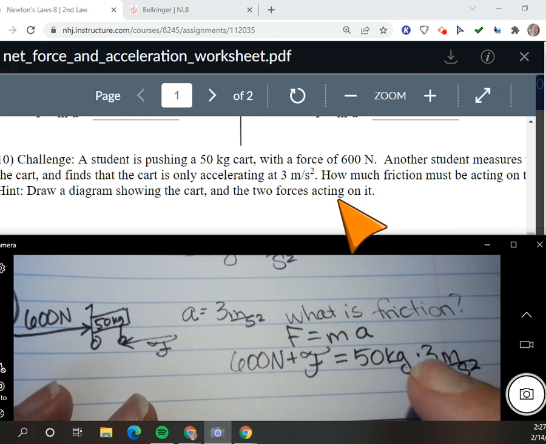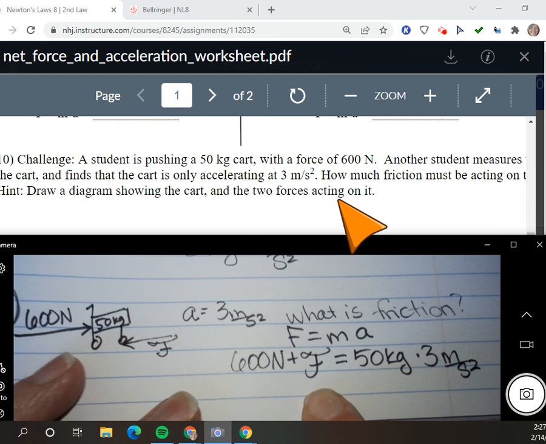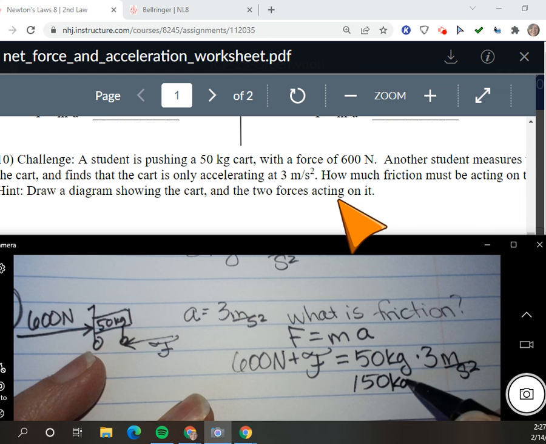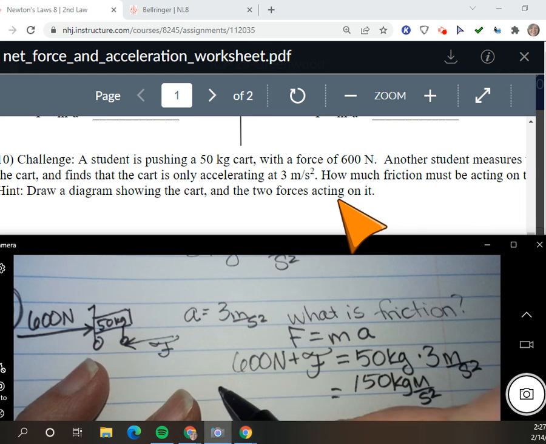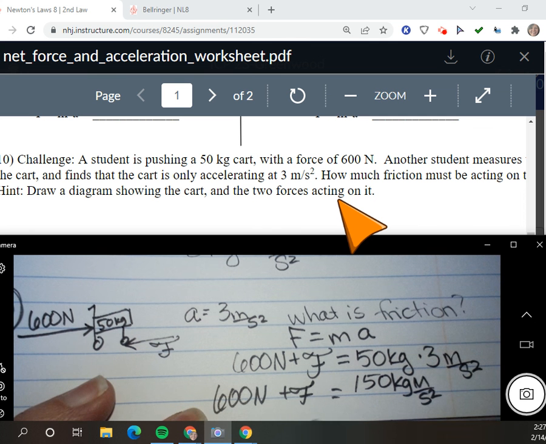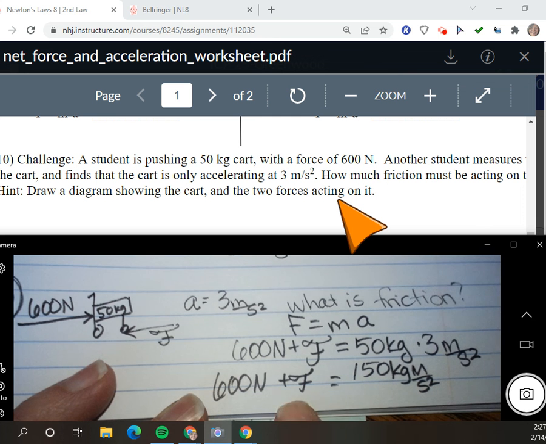All right, so can you give me a thumbs up if you feel like you can do a problem like that? All right, let's go ahead and finish it then. 150 newtons or kilogram meters per second squared equals 600 newtons plus friction. So how do I get friction by itself? What do I have to do? If this were algebra, how would you get F by itself? How would you find F?